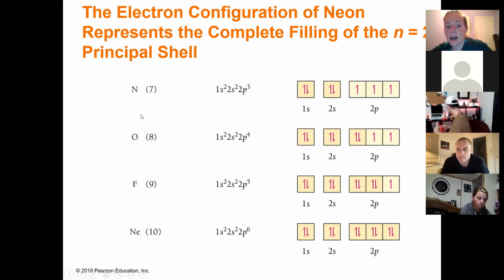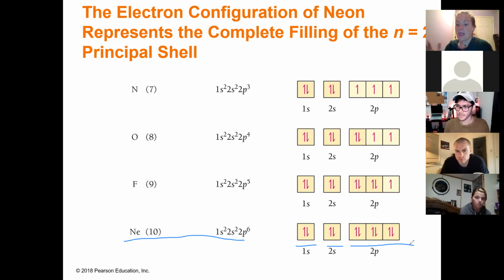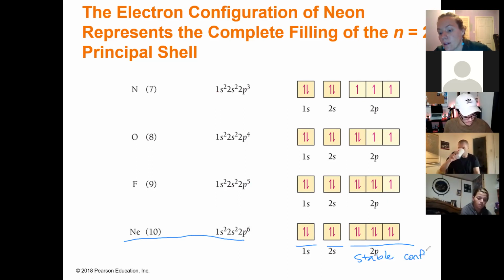When we get to oxygen, how is oxygen different than nitrogen outside of its protons and neutrons? Electron-wise, it has 1 additional electron. So now we've got 4. So we're gonna double up, right? Then when we get to fluorine, we've got 5. So, oh gosh, we're almost full there, right? We're so close to being full. Look at neon. What's unique about neon? Look at every one of them is full and neat and balanced. That is a stable configuration. Okay, a stable electron configuration.